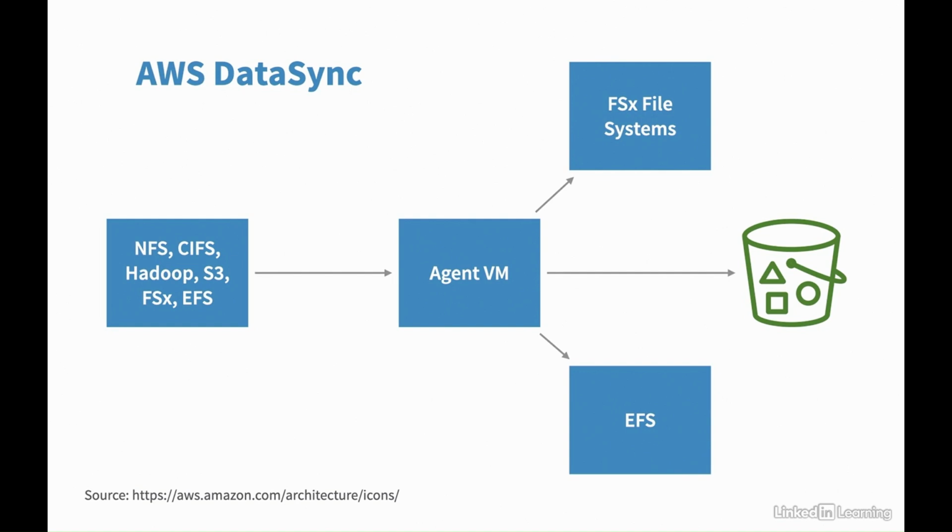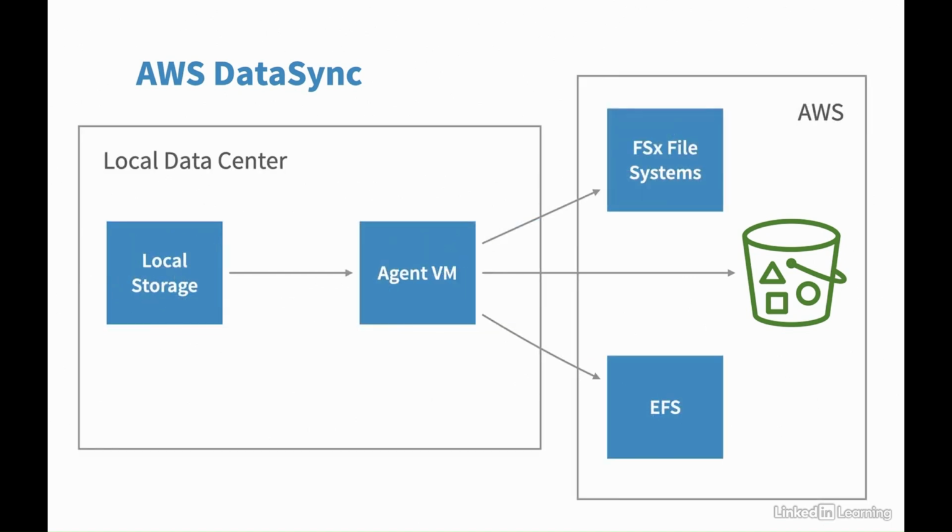It can take data from locations inside or outside of AWS and get them to the cloud reliably and quickly, pulling from sources like NFS, CIFS, or Hadoop file systems. It can be run ad hoc or set up on a schedule where it will sync new files as they appear in your source. Your destinations can be any one of the FSx file system types, an S3 bucket, or an EFS file system.